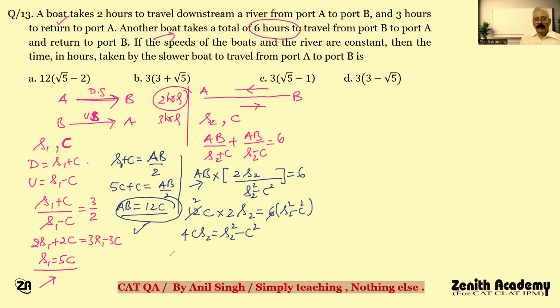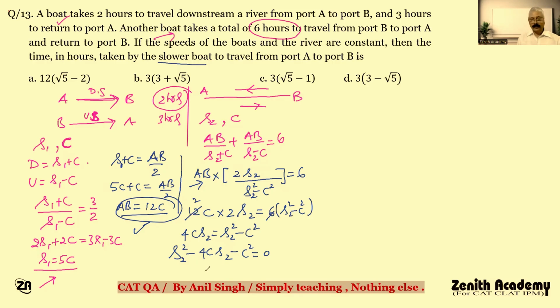This is the quadratic equation. You can write it as S2 square minus 4C S2 minus C square is equal to 0. This way we can calculate the speed of the second boat, which is S2, in terms of C. And then you can decide which boat is the faster one and which one is the slower one. Here your concern is about the slower boat. So here we will find which one is the slower boat.